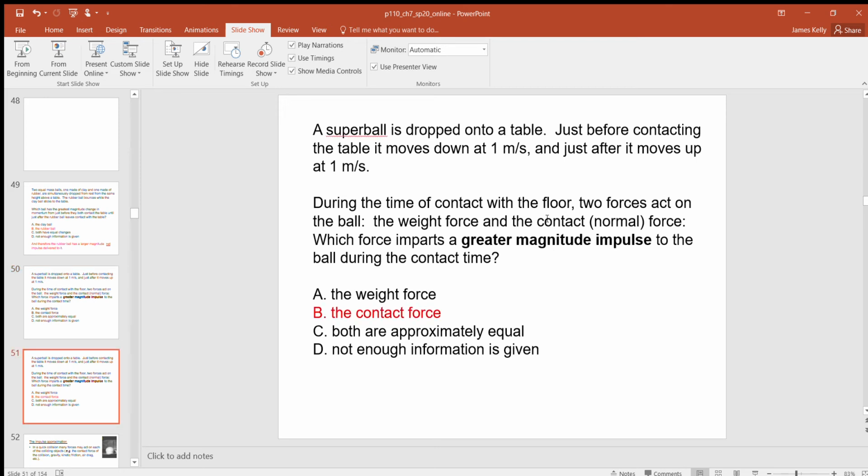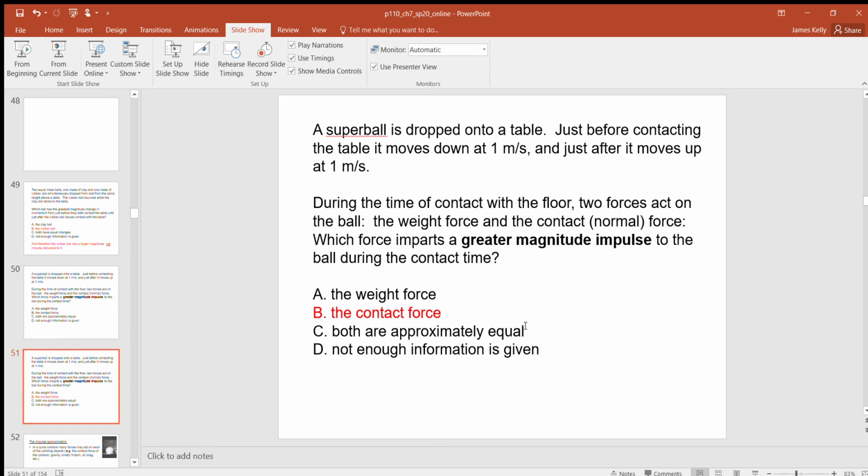The answer is the contact force does, and in this case, probably the most straightforward way to see it is that the ball was going down and it ends up going up, so it had a large acceleration in the upward direction. And what that means, if it has an acceleration during contact in the upward direction, the upward force, which is the contact force, must have been a lot bigger than the downward force, the weight force, to give it a net acceleration in the upward direction. So the contact force has to be a lot bigger than the weight force because there was a huge acceleration, a big change in velocity over a very small change in time.